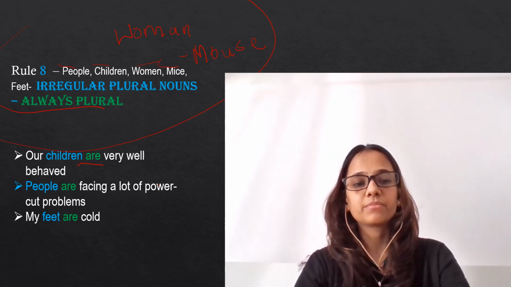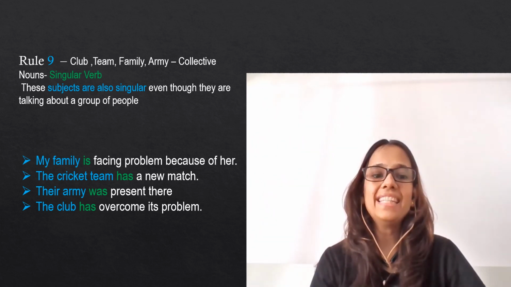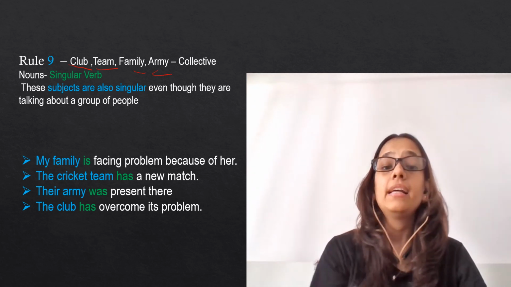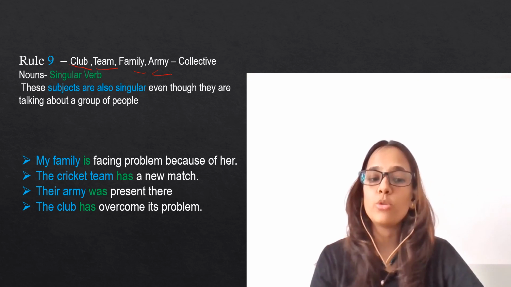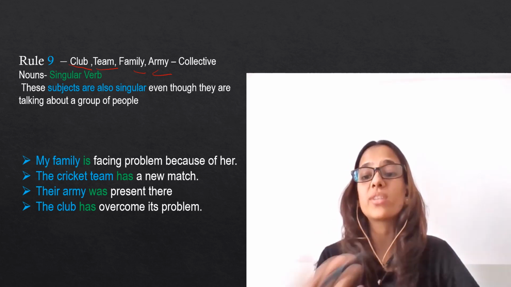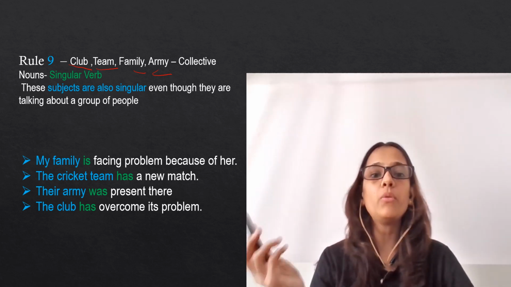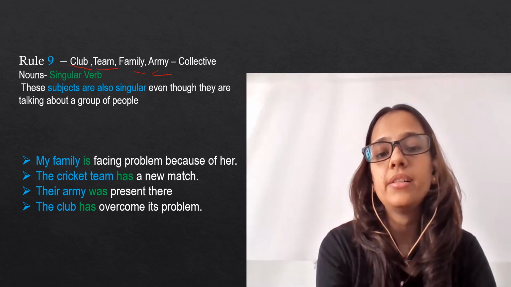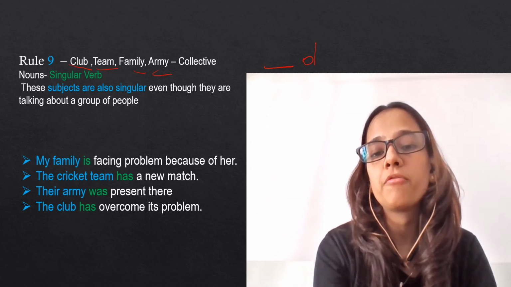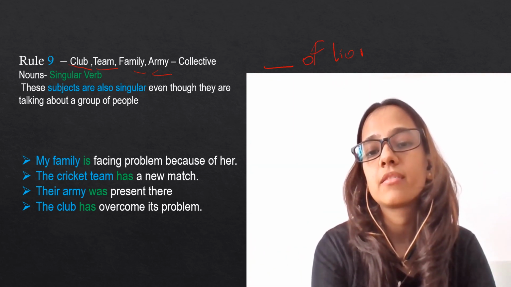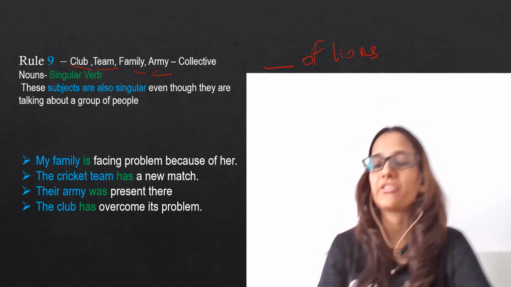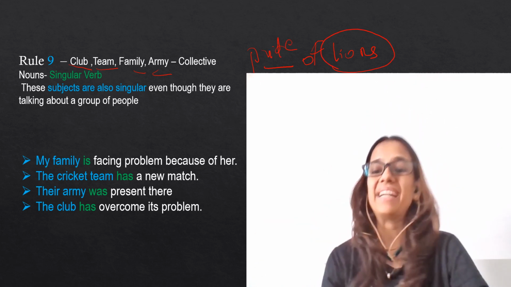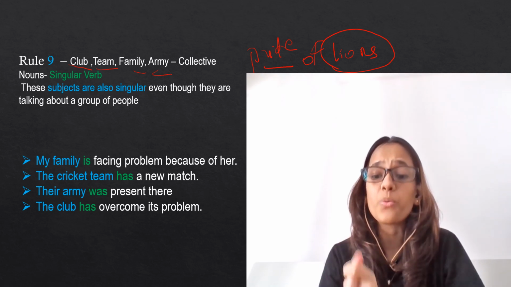Let's go to the rule number 9. Now, rule number 9 says what? When the words like club, team, family, army, such words are there, that time we use what? We use singular verb. Even though it's more than one, such words are known as collective noun. If you remember in your lower grades also, you might have learned, right? So you used to get a question like, for example, dash of lions. So what you used to write? The pride of lions, right? Even though the lions is plural, it is considered as one in collective noun.